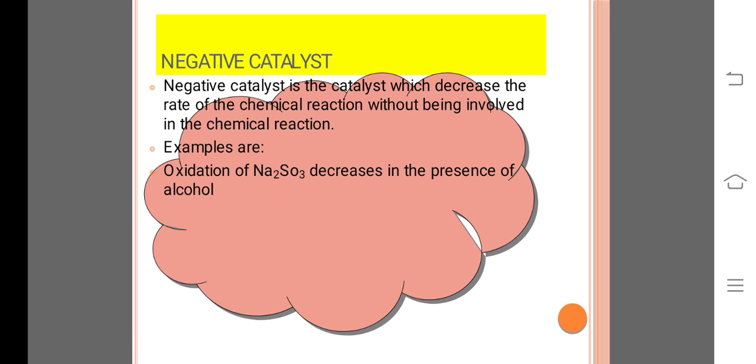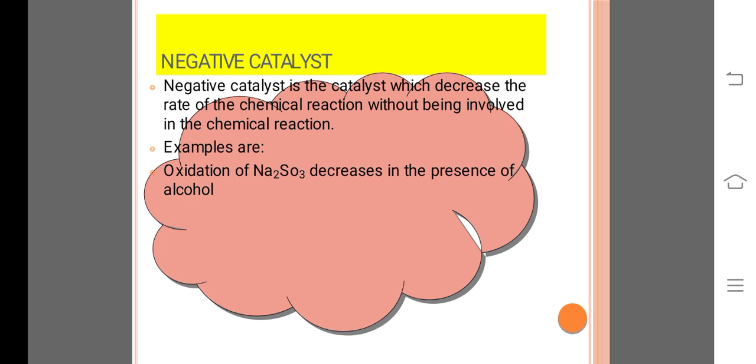There are some negative catalysts also. A negative catalyst is a catalyst which decreases the rate of chemical reaction without being involved in the chemical reaction. An example is that the oxidation of sodium sulfide decreases in the presence of alcohol.